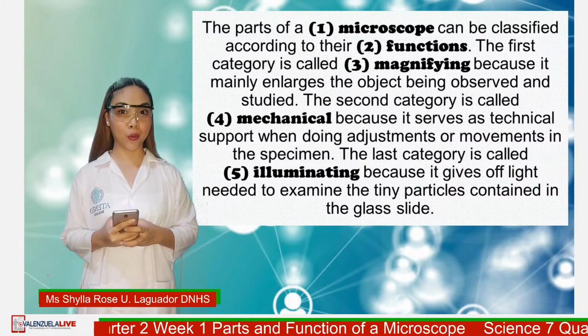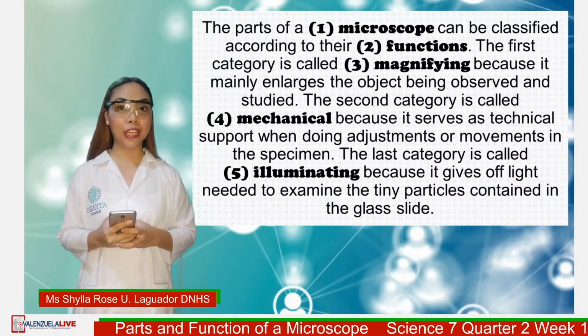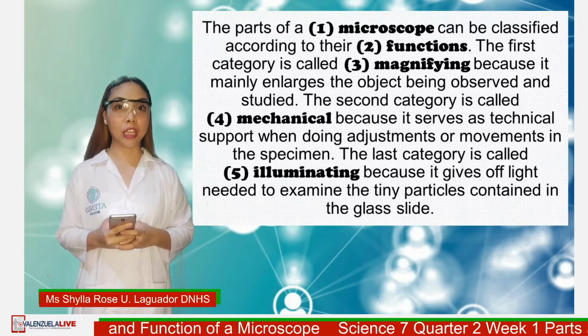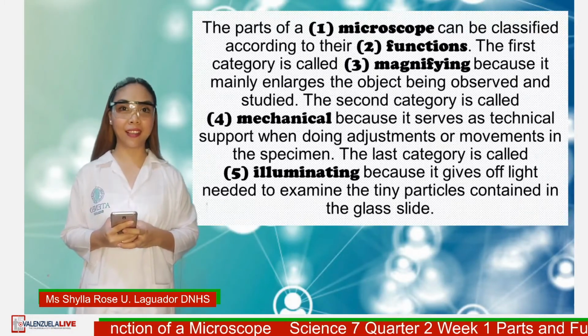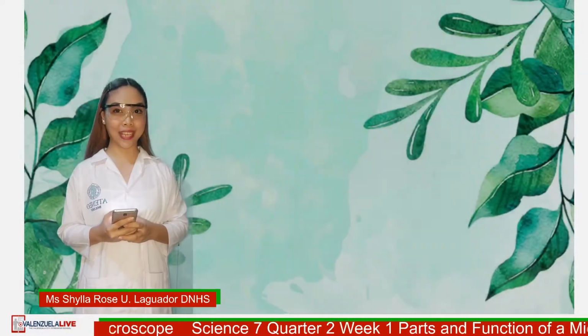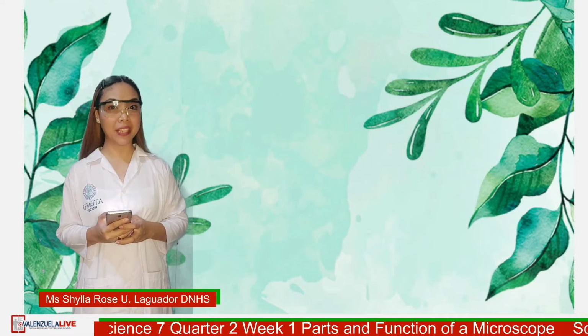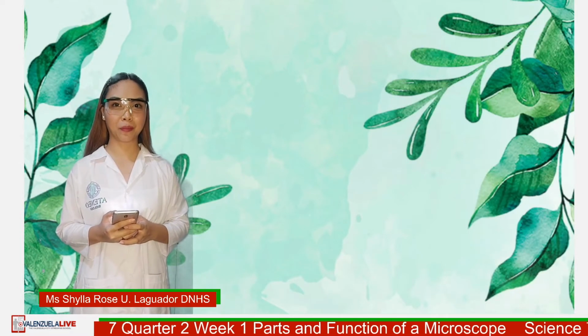Number 1 is microscope. Number 2 is functions. Number 3 is magnifying. Number 4 is mechanical. And number 5 is illuminating. Nice work, grade 7 students. Seems like you really understood our topic about the parts and functions of a microscope.